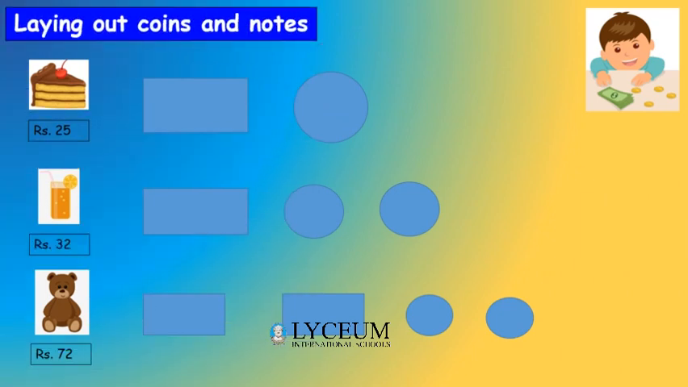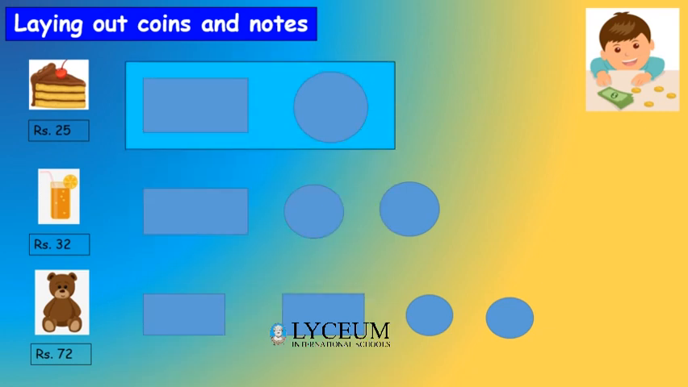Okay, children. Now you are good at counting notes and coins, aren't you? Now I'm going to teach you how to lay out coins and notes. What does this mean? Laying out coins and notes means finding out the coins and notes you need to make a given amount. I'll tell you an example.